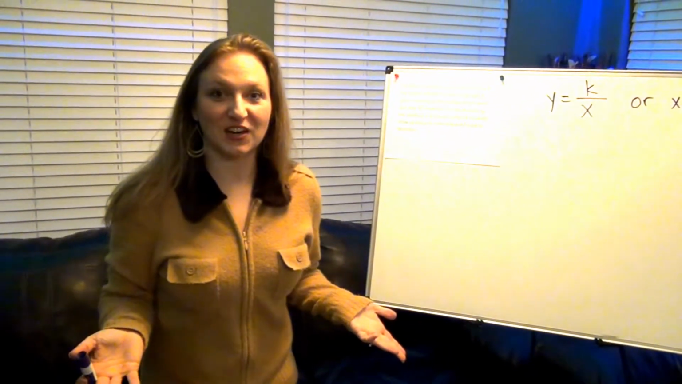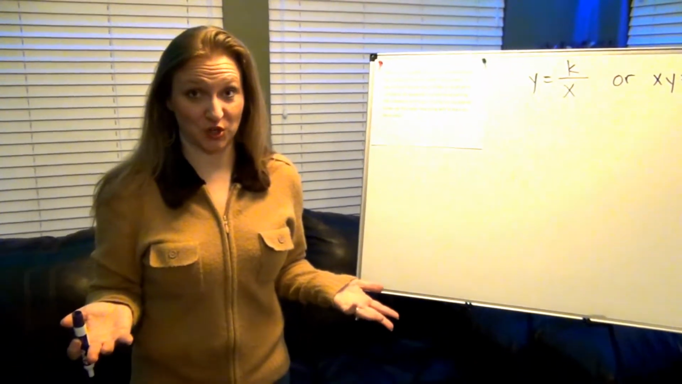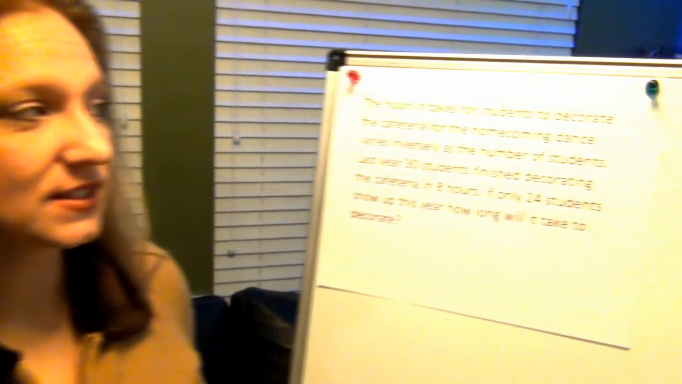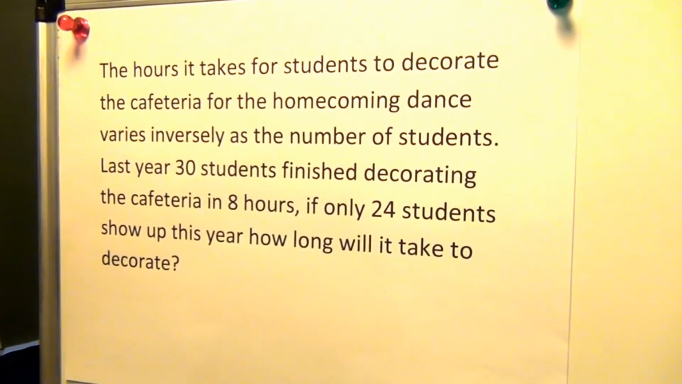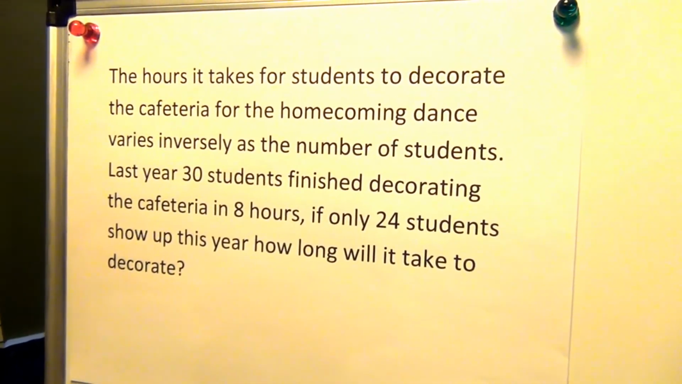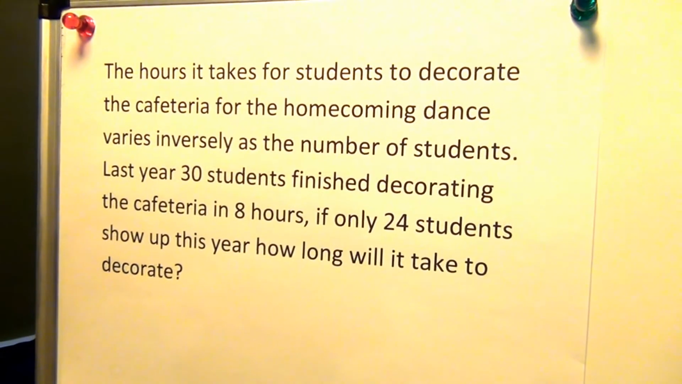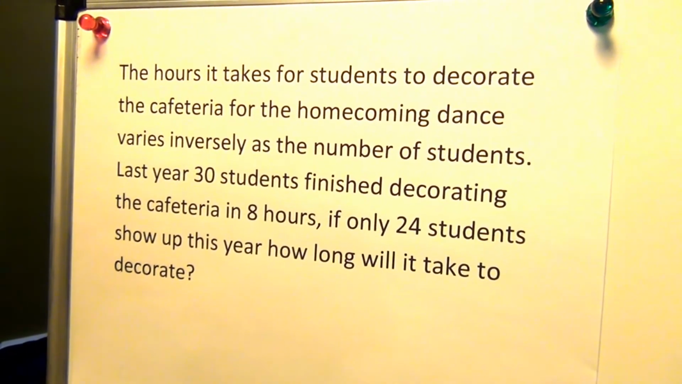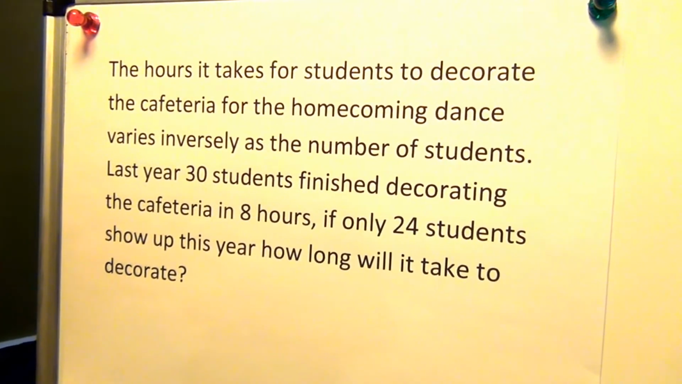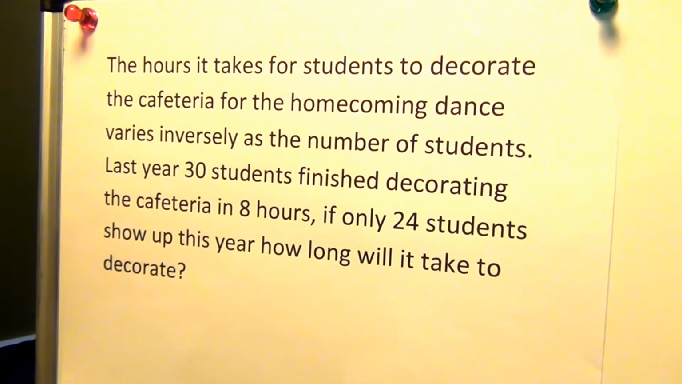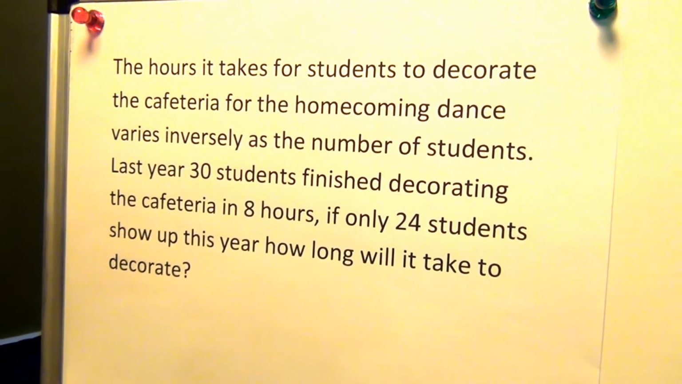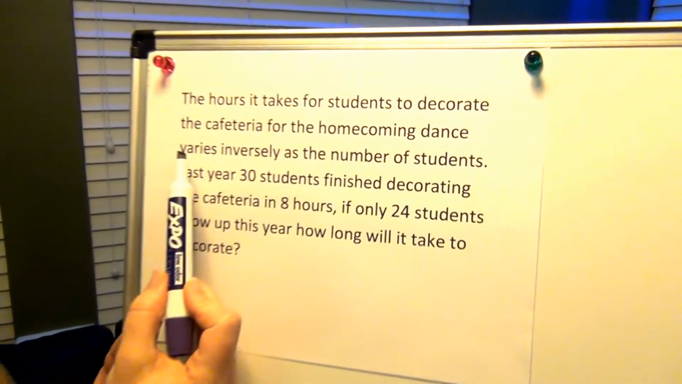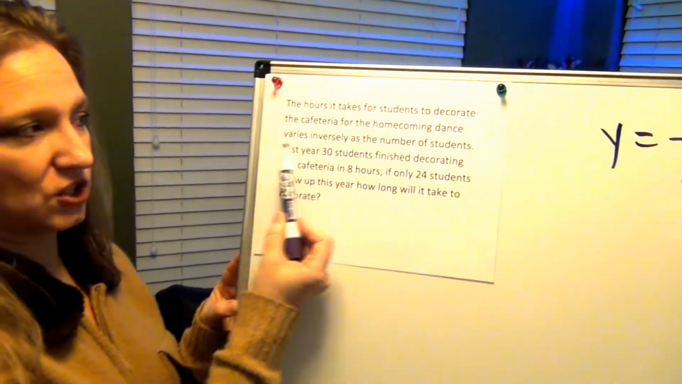Okay, let's look at a scenario where inverse variation occurs. This scenario, it says the hours it takes for students to decorate the cafeteria for the homecoming dance varies inversely as the number of students. Last year, 30 students finished decorating the cafeteria in 8 hours. If only 24 students show up this year, how long will it take to decorate? So it went ahead and told us that we have an inverse relationship.